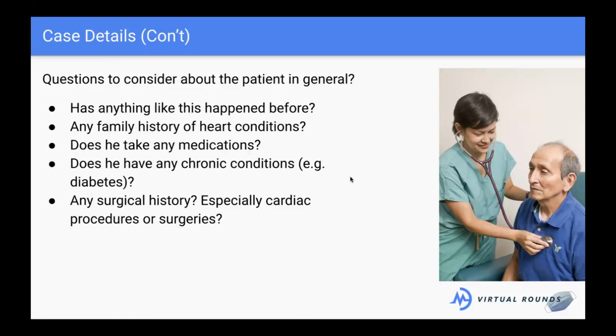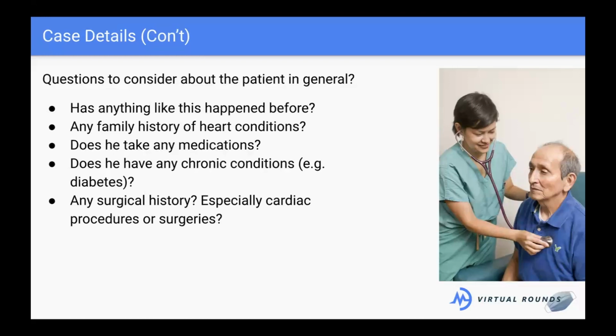All right, so here are some other ones that I had come up with. We want to know, has it happened before? He says it's been going on for a few months, but did he have this in childhood? Has he had this 20 years ago? Like you guys said, family history of heart conditions, super important. Does he take any medications, which can also kind of tell you what conditions he may have.